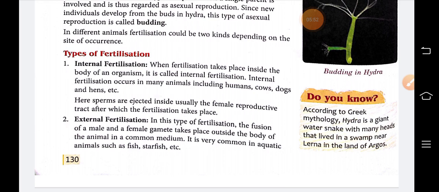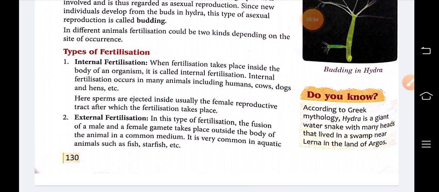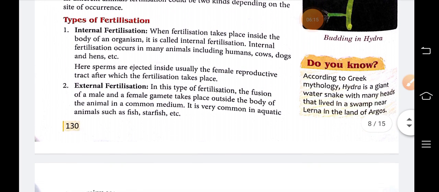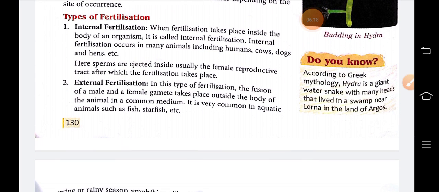It occurs in mammals mostly. For example, human, cow, dogs and hens. Here, sperms are ejected usually inside the female reproductive tract, after which the fertilization takes place in the female body. In case of human, it is the fallopian tube or oviduct. Second is external fertilization. In this type, the fusion of male and female gametes takes place outside the female body.